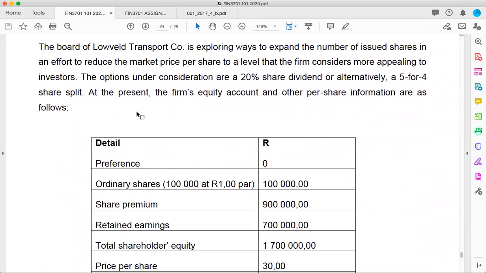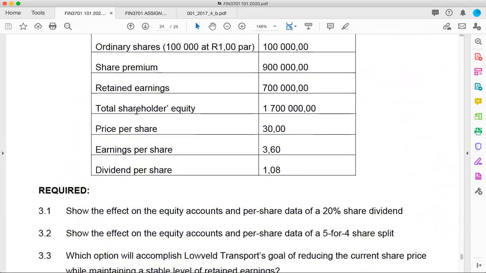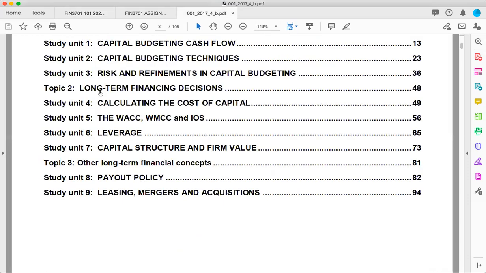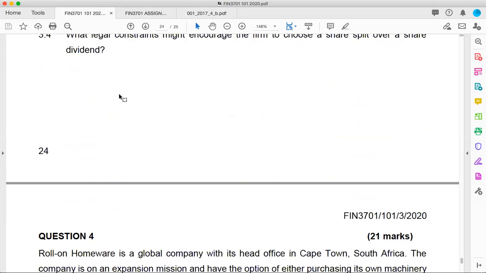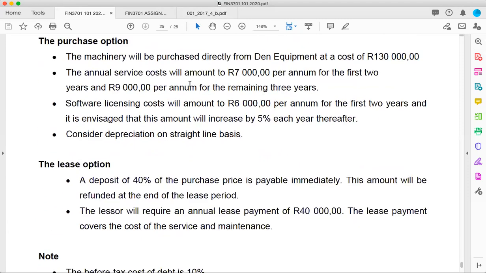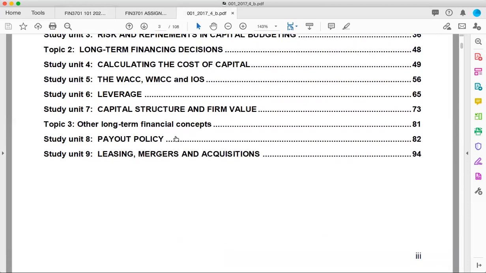Question 3 touches on dividend payment using other methods than a cash dividend. It talks about a share dividend and a share split, and it's also based on study unit 8. And then lastly, question 4 is based on comparing leases versus purchasing, which is touching on study unit 9.